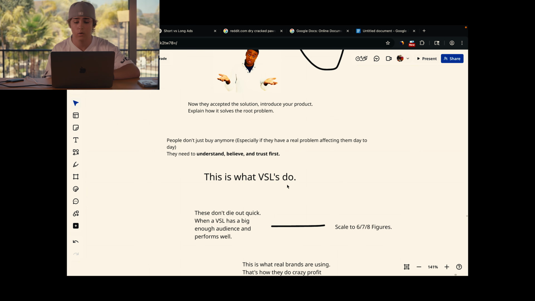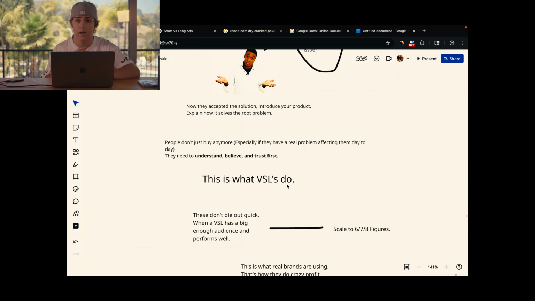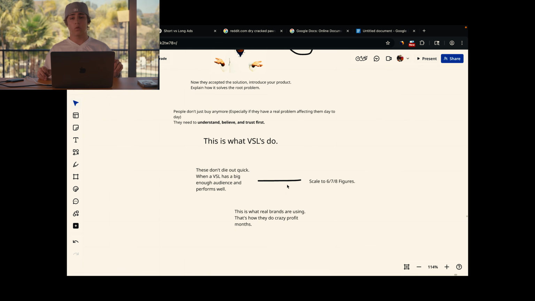Like I said, these don't die out quick. When a VSL has a big enough audience and performs well, you can scale 6, 7, 8 figures, and it's not going to die out. Now, obviously, no ad is going to be able to last forever. So the way you increase the lifespan of your ad is launching new hooks and new concepts of that variation. Once you have a winning VSL, you start testing new hooks, new concepts, tapping into more research and implementing it into your ads. And this actually is exactly what real brands are using to scale to these crazy numbers.